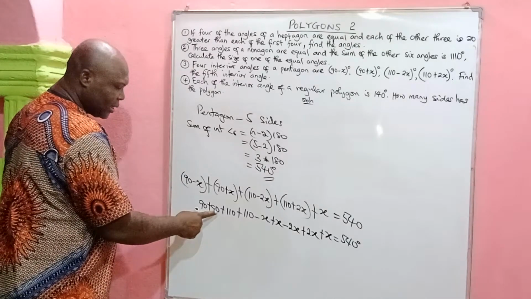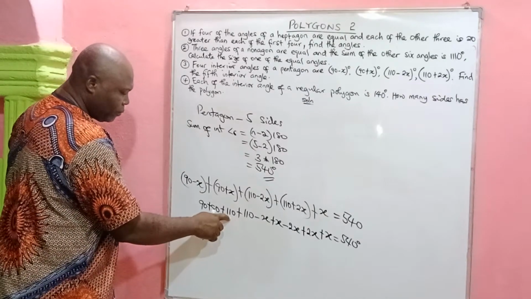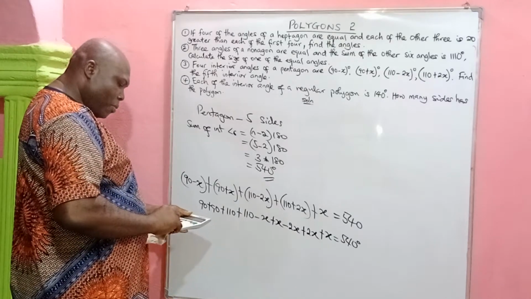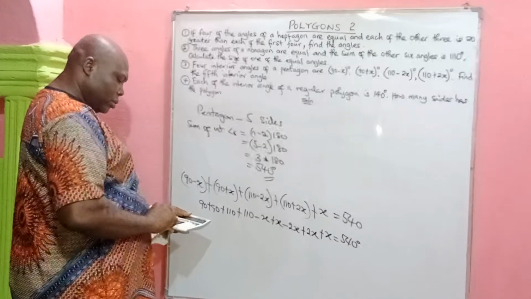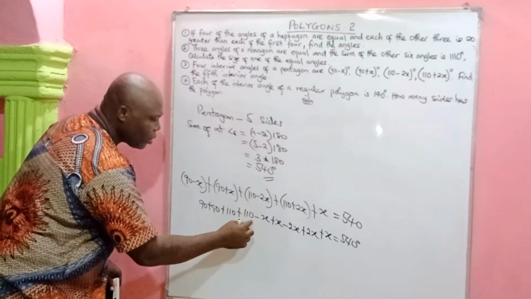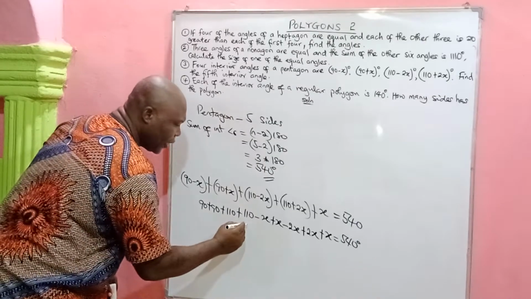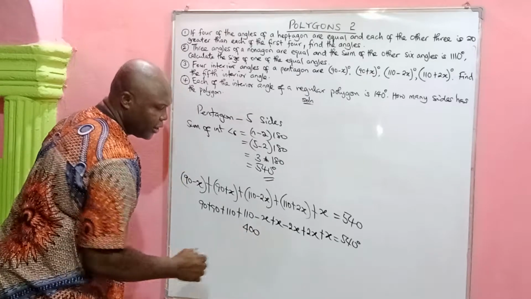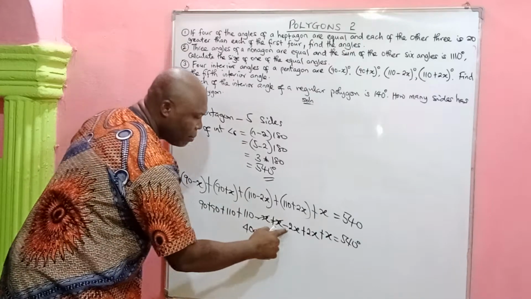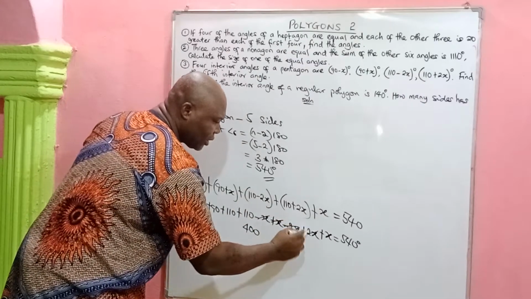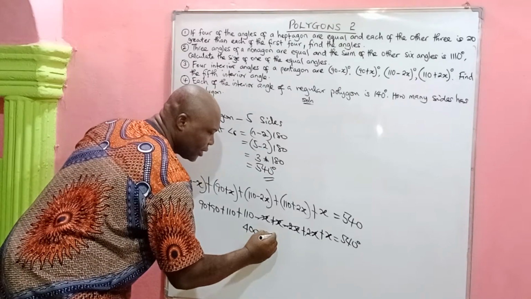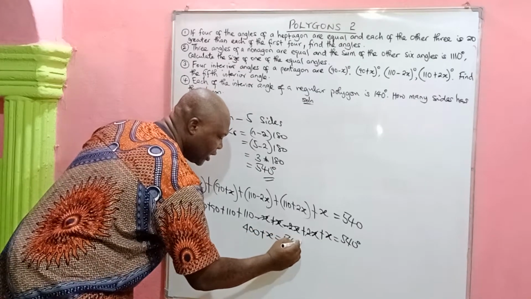Now 90 plus 90, okay, 90, 110, 200, 200. So this will be 400. 90 plus 90 plus 110 plus 110 will give us 400. So the whole of this gives us 400. Then minus x will cross out a positive x. Minus 2x will cross out the positive 2x. So we have only x left. So plus x will be equal to 540 degrees.